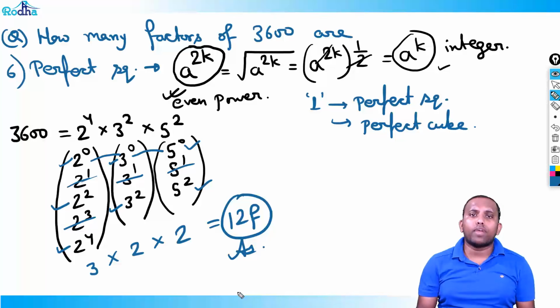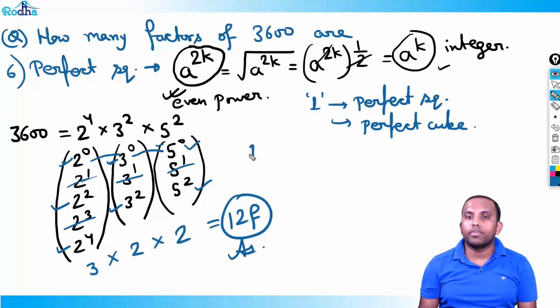Now I can write what those factors are, by multiplying. 2 raised to 0 into 3 raised to 0 into 5 raised to 0: 1 into 1 into 1 will give me 1. 2 raised to 0 into 3 square: 1 into 9 into 1 will give me 9. Now 2 raised to 0 into 3 square into 5 square: 1 into 9 into 25 will give me 225.